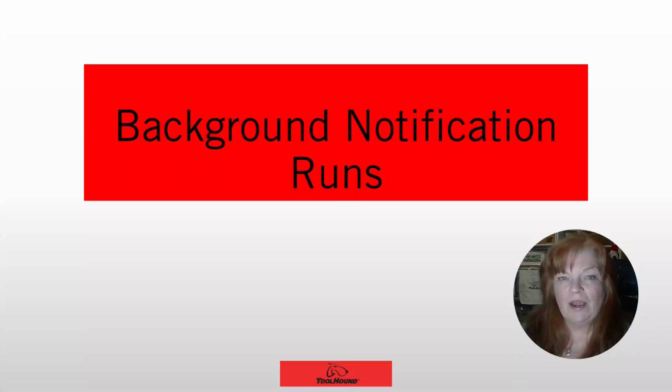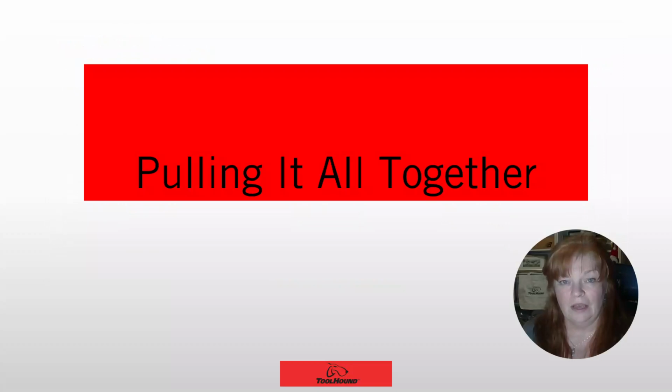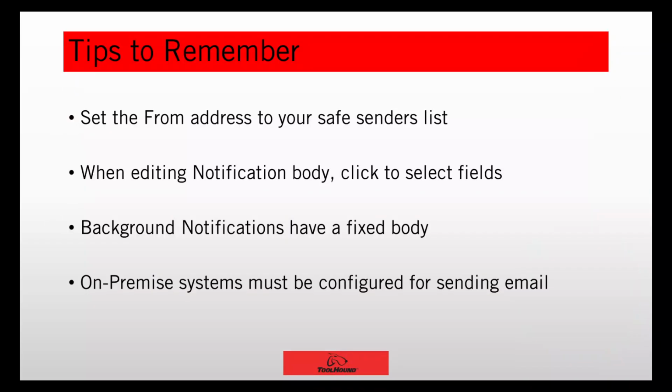Let's take a look at background notification runs. Background notification shows the audit trail of every single run or execution of any background notification you have set up. The three columns on this page are the notification event, the date and the time of the send, and the message. Now that you're ready to configure your own notification, let's review some tips.